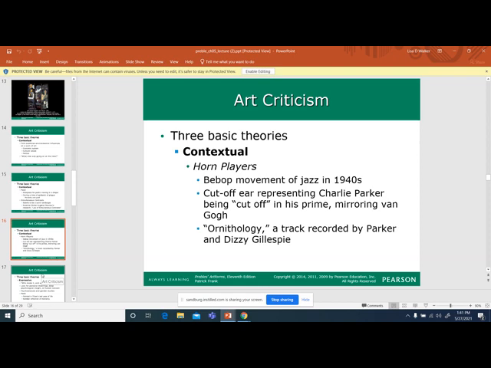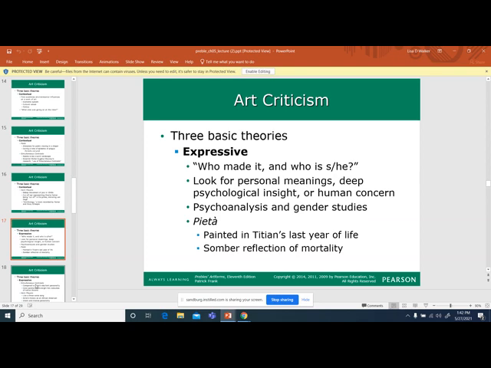One of the things it's talking about is the jazz movement in the 40s called bebop. Cut off ear, of course, refers to Van Gogh, but also refers to Charlie Parker, who's known as Bird. And the word dizzy refers to the artist Dizzy Gillespie, jazz artist Dizzy Gillespie. When you're talking about expression, it often has to do with the person themselves. Who are they? How did they make meaning out of their own life? What kind of insight do they have?